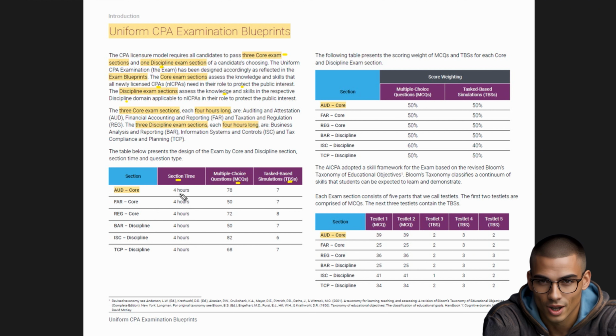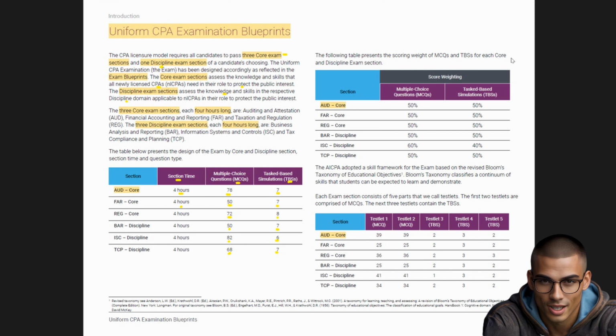We can see here that all of the exams are 4 hours long. Now for AUD, we have multiple choice questions, 78 of them. So you can see that this varies between the different types of exams. Here for FAR, we have 50 questions. For Reg, we have 72. For BAR, 50. For ISC, 82. And for TCP, 68. And for the task-based simulations, for AUD, we're going to have 7. For FAR, you're going to have 7. For Reg, you're going to have 8. So on and so forth, 7, 6, and 7 for TCP.